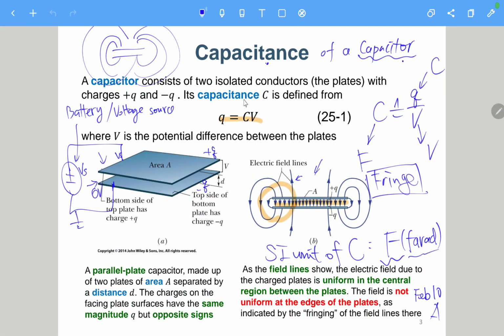Last time we introduced what a capacitor is. A capacitor can be imagined as two conductors placed close together. If you apply some potential difference to it, there will be some charges accumulating on both sides. One side has plus Q, and the other side has negative Q. The capacitance of this capacitor can be defined as C equals Q over V.